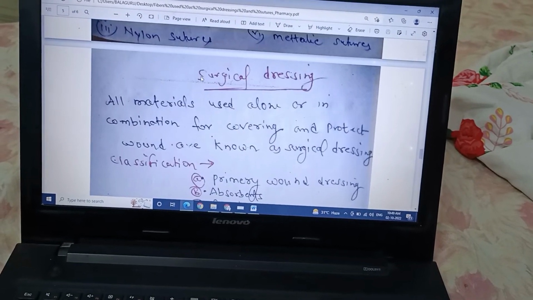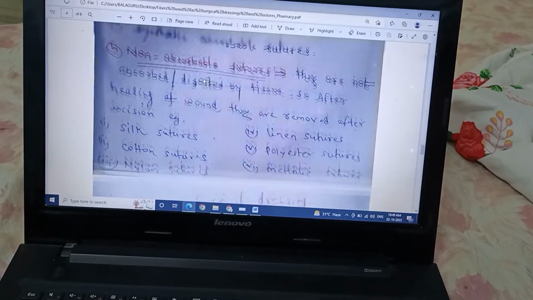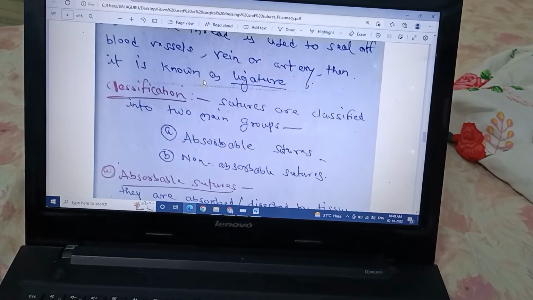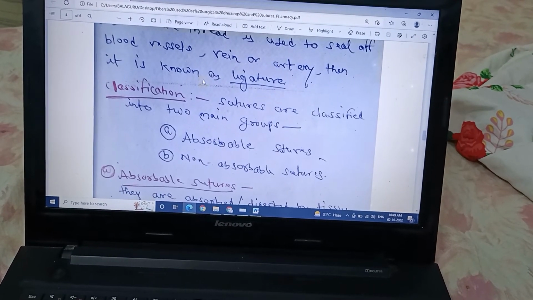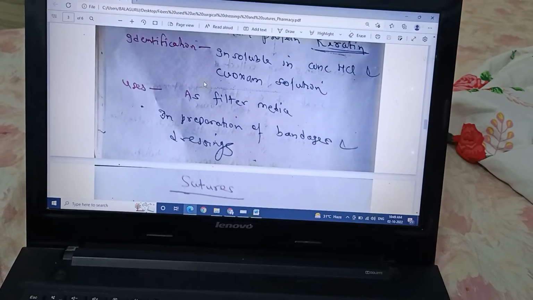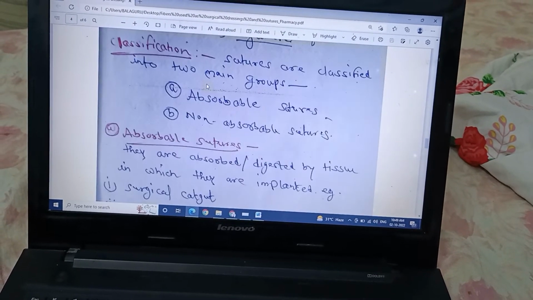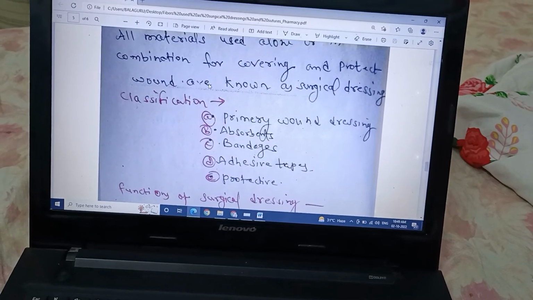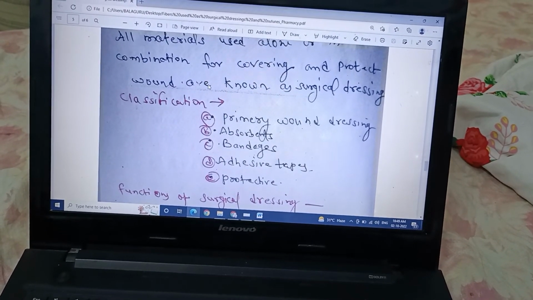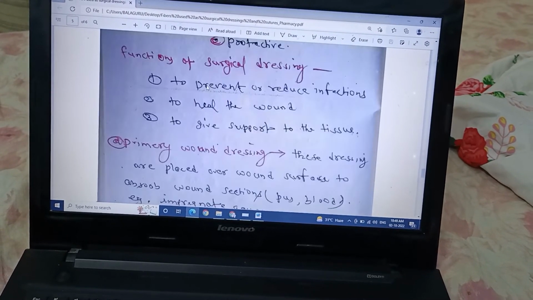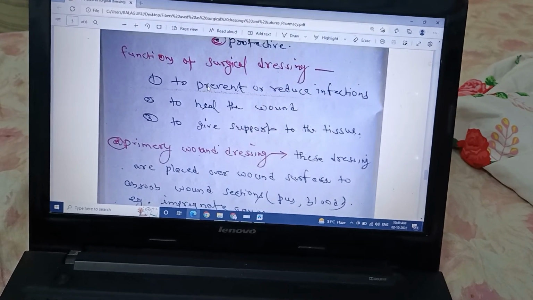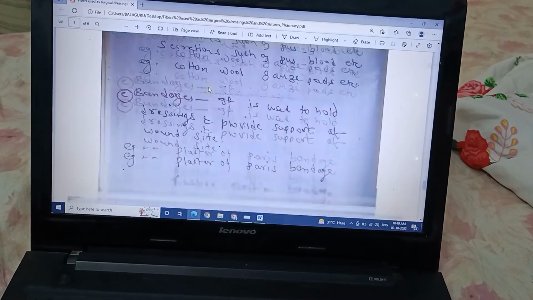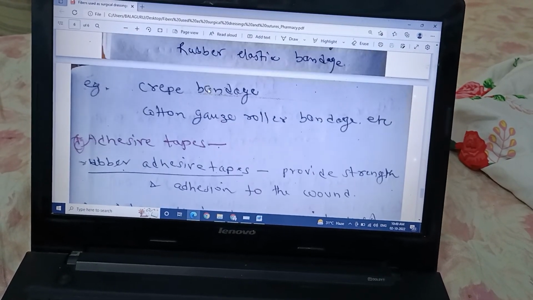So in this chapter, what did we learn? What are the fibers used for sutures, how to make them, and what is a suture? What are the types of sutures we use? What is surgical dressing? What are the classifications of surgical dressings, and what materials are used to cover the wound? These are the things we discussed in this class.